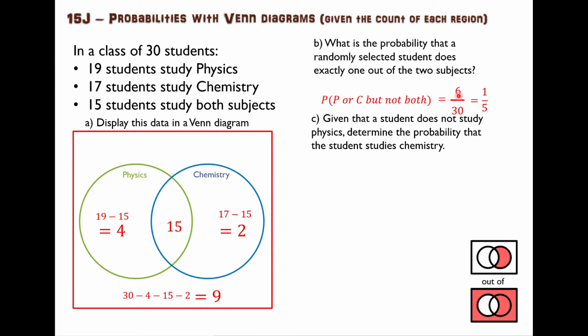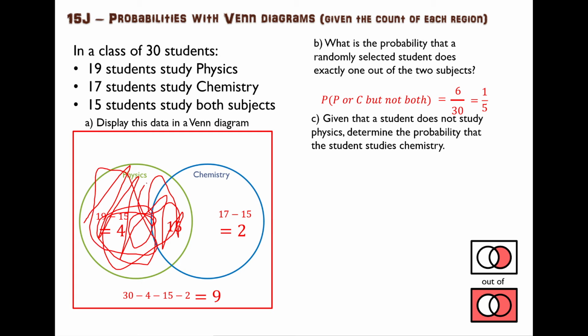Okay, now let's do a given that question. So given that a student does not study physics, determine the probability that the student studies chemistry. Okay, so we're only looking at the students who do not study physics. So imagine, I wouldn't scribble this on your paper by the way, but imagine that all of these physics students are gone. They do not exist. None of these physics students exist anymore. Imagine that world. Okay, cool. I don't know how we're going to get any engineering done, but they are gone.